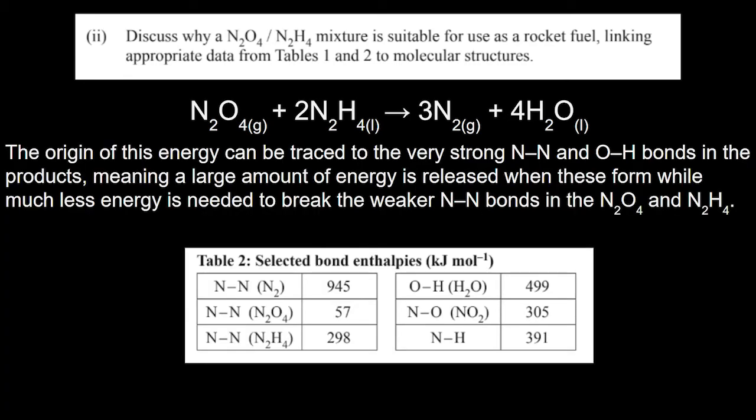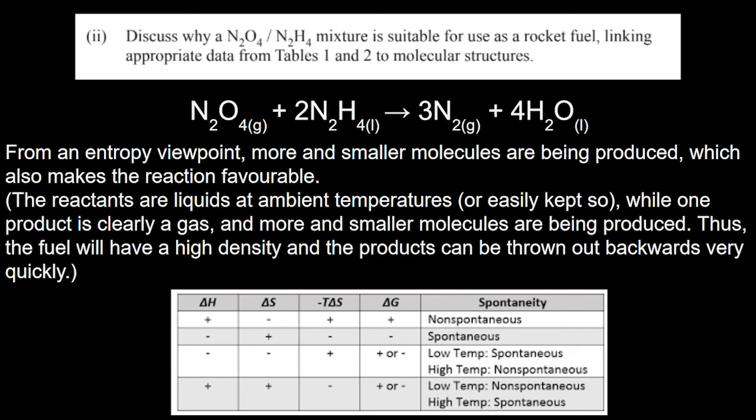Before we get to that, why is the enthalpy change so negative? It's because of the extremely strong nitrogen-nitrogen triple bonds and the very strong O-H bonds. And when these bonds form, a large amount of energy is released. So that's why it's so exothermic. Now from an entropy point of view, more and smaller molecules are being produced. We have 3 moles of nitrogen gas, 4 moles of water molecules, and this makes the reaction favorable from an entropy change point of view. So we have an extremely favorable enthalpy change, an extremely favorable entropy change. So this reaction is going to happen spontaneously. And that's it. That's the end of part 2 and this question.